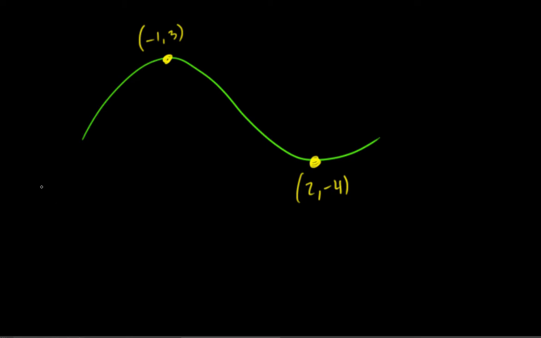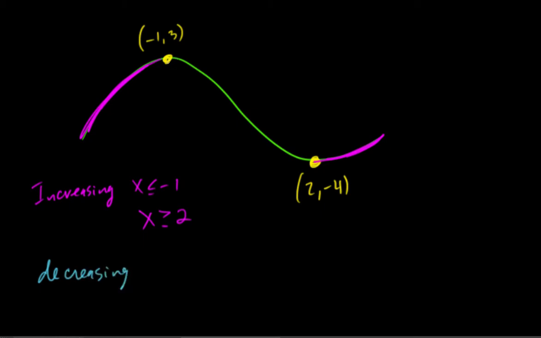So increasing, we have two intervals. So it's either when x is less than or equal to -1, so meaning this portion, or when x is greater than or equal to 2, so this portion. And then decreasing is in between those two x values. So it's -1 is less than or equal to x is less than or equal to 2.